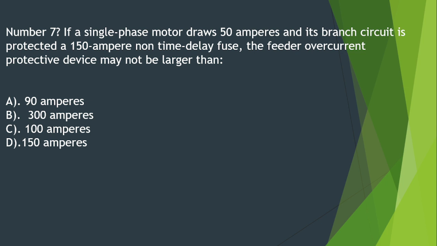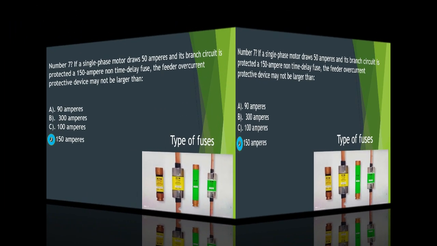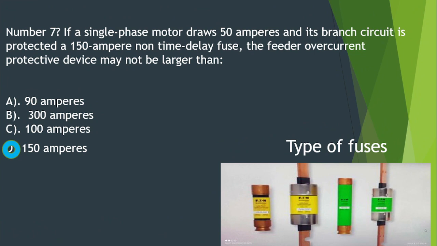Number 7. If a single phase motor draws 50 amperes and each branch circuit is protected by a 150 ampere non-time delay fuse, the feeder overcurrent protective device may not be larger than A. 90 amperes, B. 300 amperes, C. 100 amperes, D. 150 amperes. The answer is D. 150 amperes.